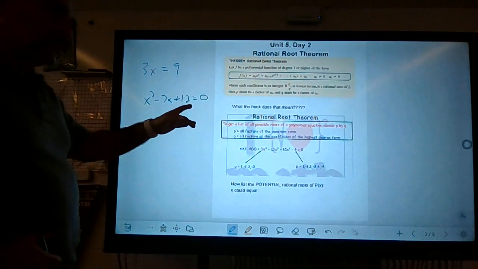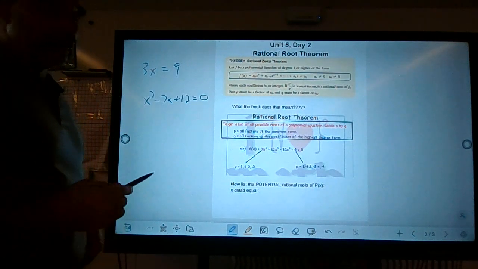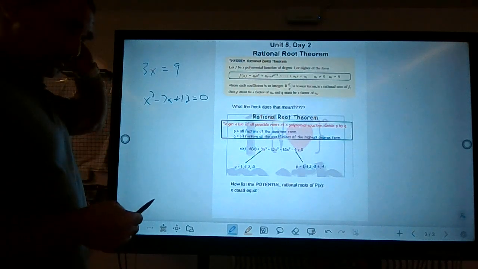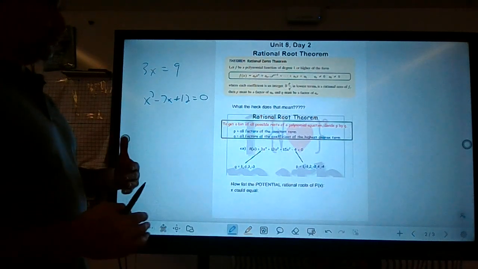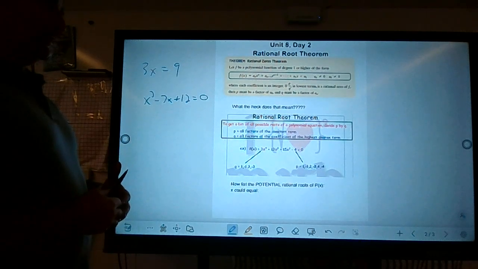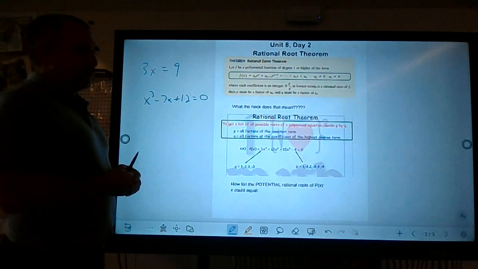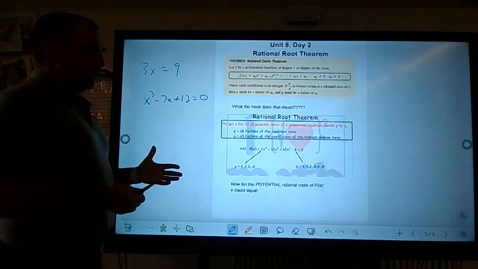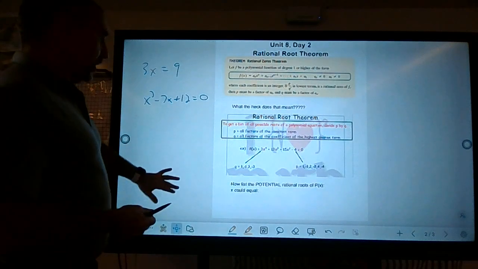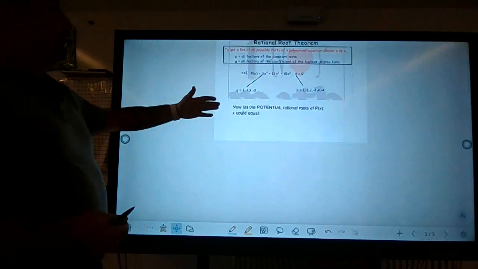Now the thing with the rational root theorem is it's not always going to work. Not all equations have rational solutions. If you have square root answers, imaginary answers, those are not rational, and if those are the only answers that your polynomial has, well, the rational root theorem won't help you. So it's not always going to help, but it can help, and we're going to explore those cases where it can help.